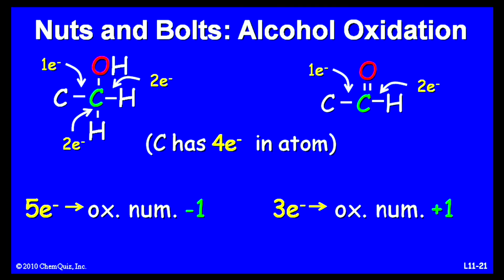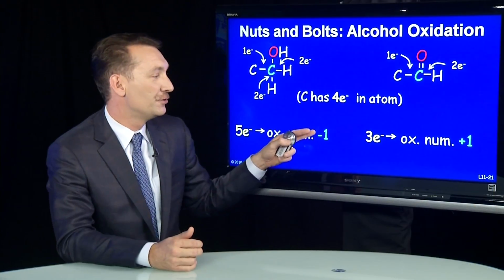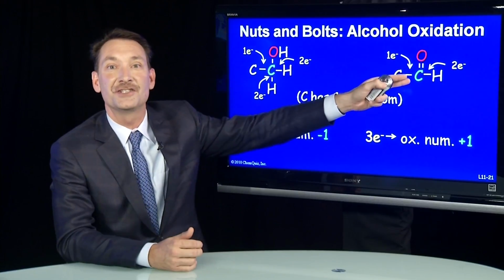So what we have is the oxidation number going from -1 to +1, increasing by 2 steps. So the oxidation number changes 2 steps in this oxidation reaction.